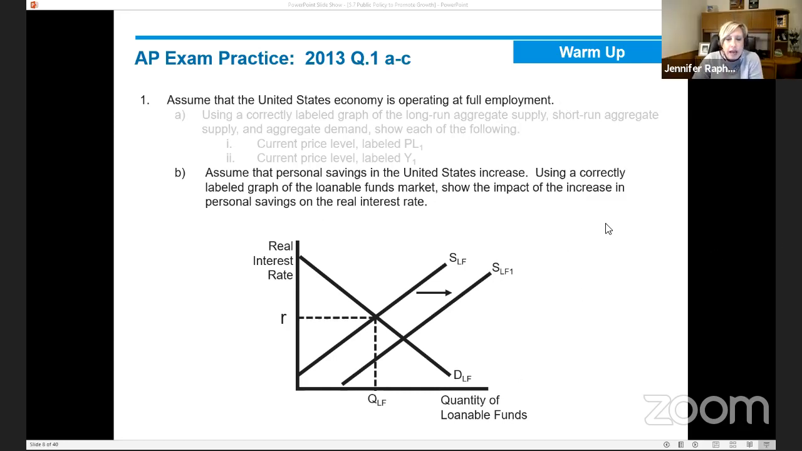Okay, so we're looking at a graph of the loanable funds model. We've increased the supply of loanable funds to show the increase in personal savings on real interest rates. And remember, show in a graph means make sure that you indicate your directional change. So here is our new equilibrium. Our new equilibrium real interest rate has decreased, is lower than the original, and we have an increase in the quantity of loanable funds.